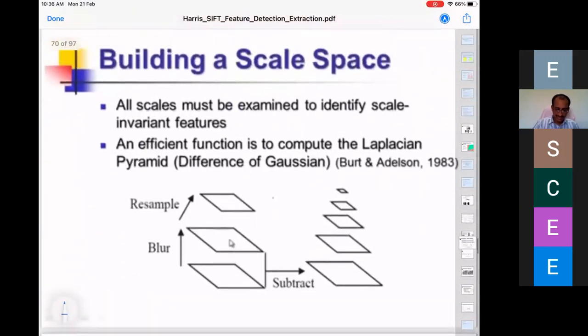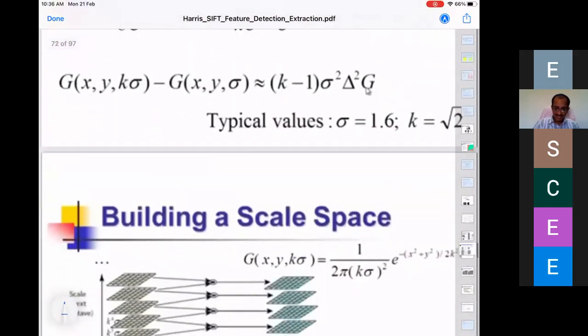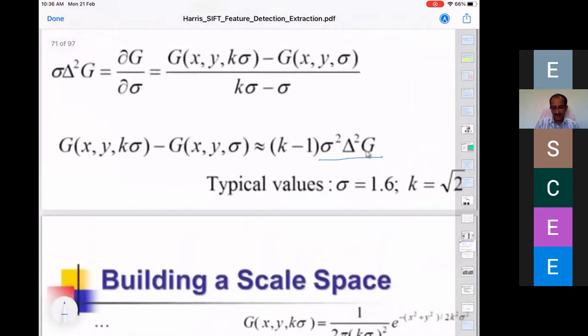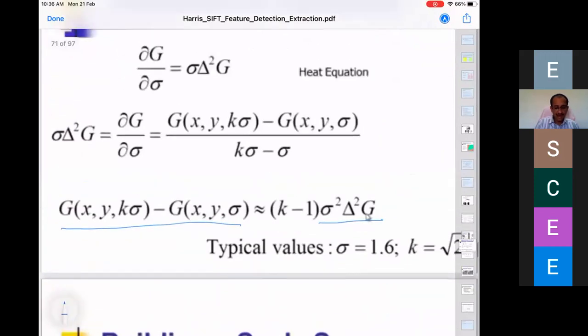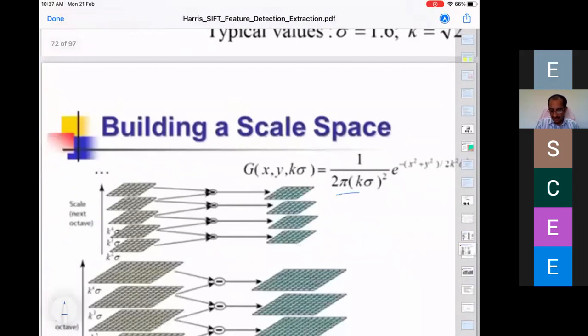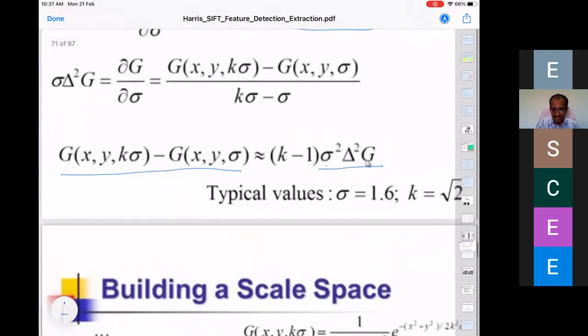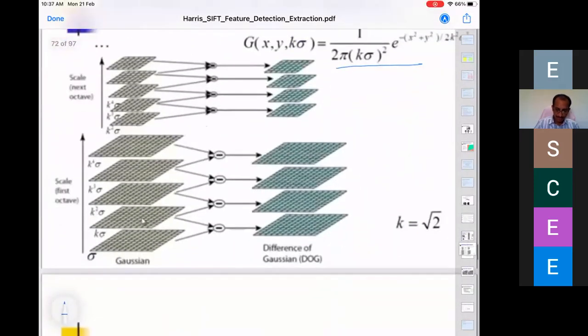So this is how the scale space is created, as I mentioned, with difference of Gaussians. And this is the derivation that we have discussed. This is called scale normalized Laplacian of Gaussian, which is obtained by difference of Gaussian. How is that obtained? As you can see here, this in fact comes from the heat equation. Then this has 1 by sigma square in the denominator, and hence when you multiply with sigma square in the numerator, this is referred to as scale normalized Laplacian of Gaussian, that's why. Even the Laplacian of Gaussian will have 1 by sigma square in the denominator.